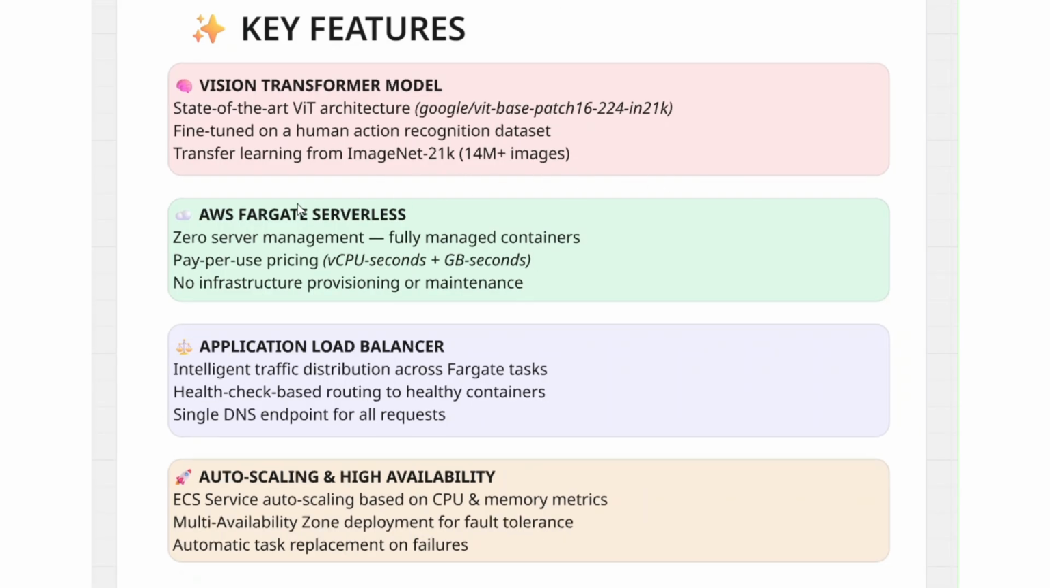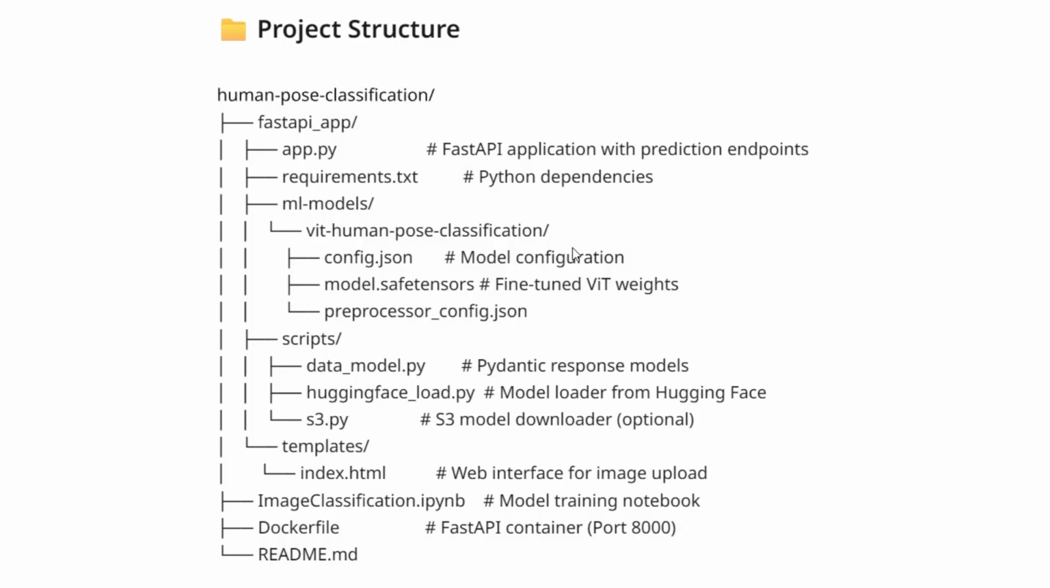And I deployed my project on AWS Fargate serverless service, so I don't have to manage the underlying infrastructure and the pricing is pay per use. And I also utilized the AWS application load balancer, so the load could be equally balanced among my Fargate tasks. And I also enabled the AWS auto scaling. So if the CPU usage goes beyond 70%, the auto scaling adds more tasks automatically. And here's the project structure that I used for building this project.